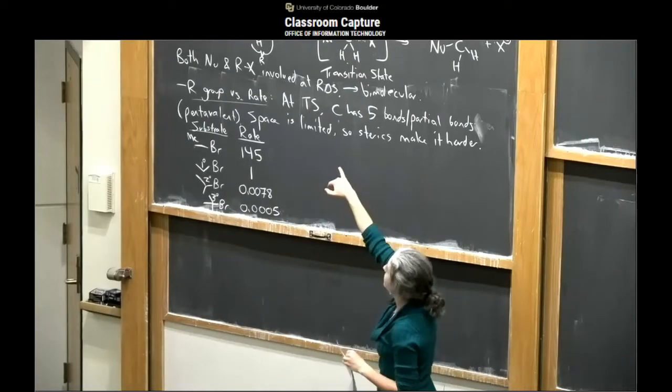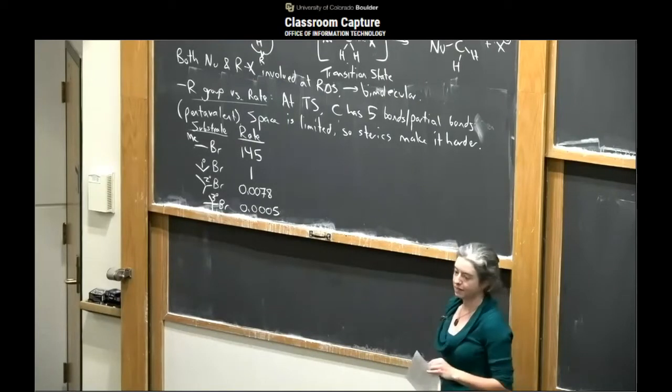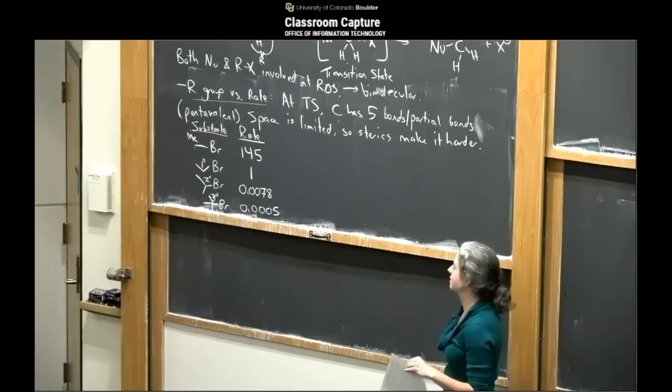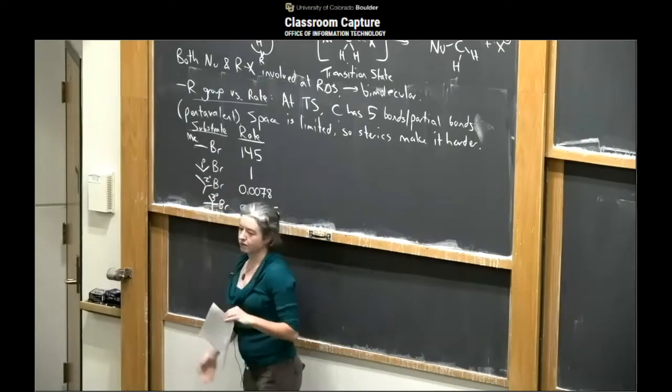So this is why I actually chose to throw three H's on there for the first example. That's kind of the best case scenario, is just having three H's to deal with. The more you swap those out for other carbons or other R groups, the harder and harder this gets.